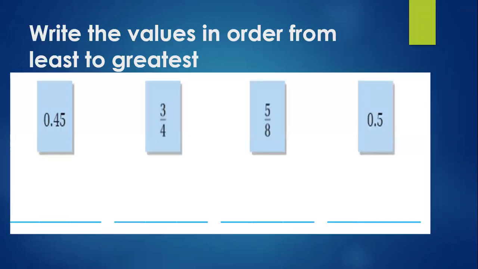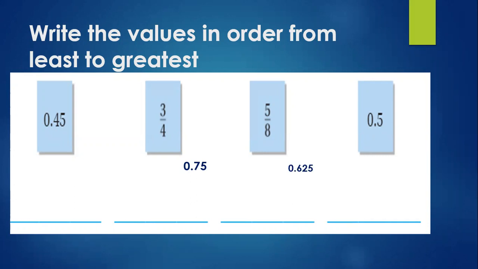The first question is about writing the values in order from least to greatest. I have given you two decimal numbers and two fractions. You have to compare them and order them from least to greatest. For that, first you have to change the fractions to decimals. So 3 out of 4 is equal to 0.75. And for 5 out of 8, you can divide 5 divided by 8, and the answer you will get is 0.625. Now all four are in decimals.